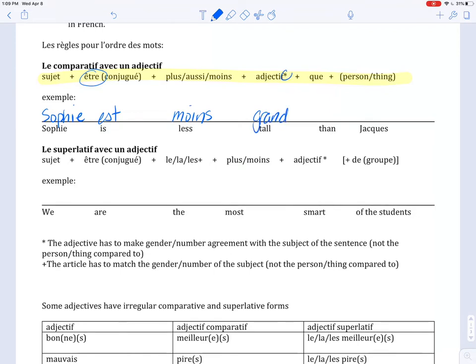But you'll notice up here there's a star, which tells you to go down below. And it says that the adjective has to make gender number agreement with the subject of the sentence, not the person being compared to. So this grand has to agree over here with Sophie. It's not going to agree with Jacques at the end because we're saying that Sophie is less tall. So the tall is agreeing with Sophie, which means we're going to put an E for feminine agreement on that. Than will be the word que and compared to Jacques at the end of the sentence. So Sophie est moins grande que Jacques.